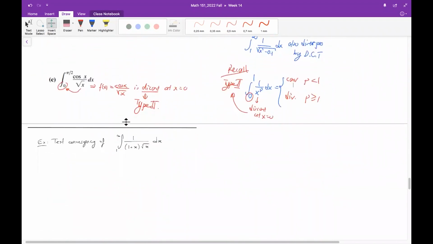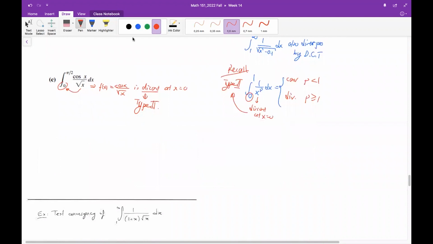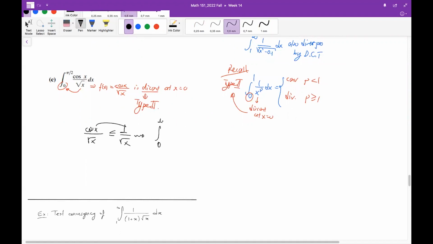Okay, so now let's try to use it for this example. How can you find an upper bound for cosine x over square root of x, for example? The upper bound for cosine x is obviously 1. Now let's try to understand the behavior of this function over this interval. But as we are going to use this p-test, let's just put here 1, okay? And then we will see that it will be a convergent one.